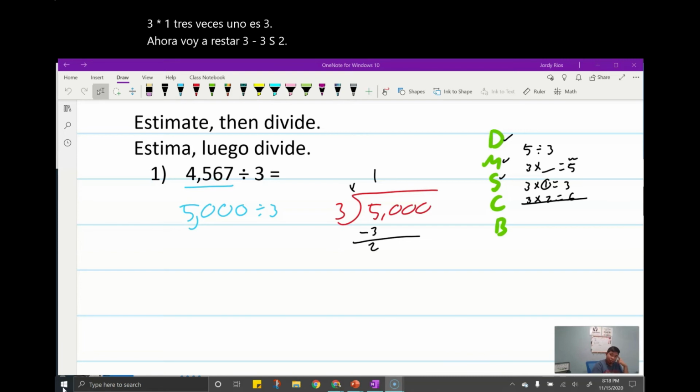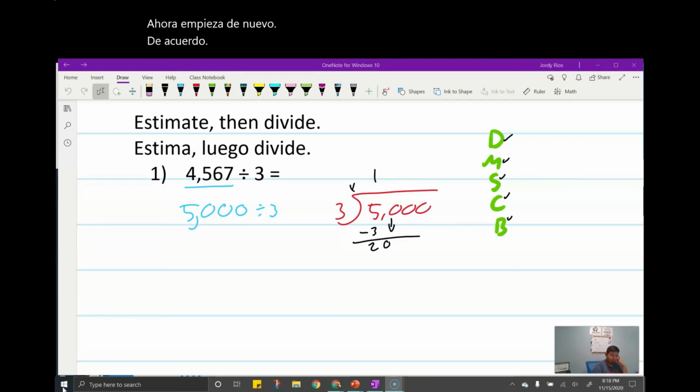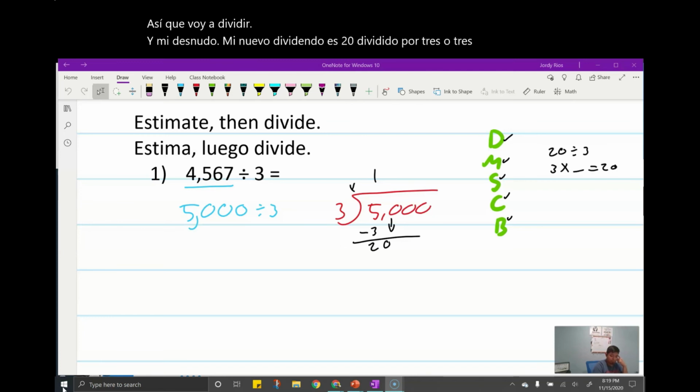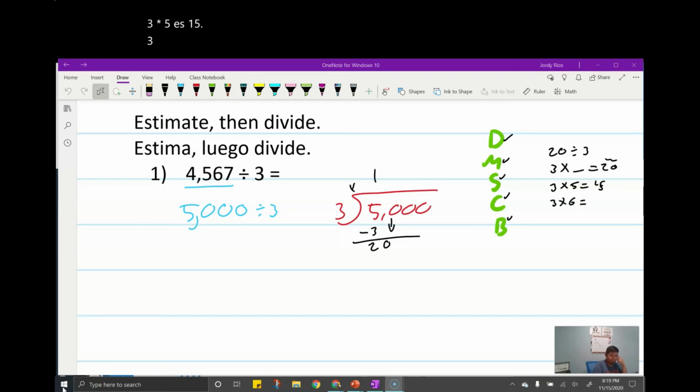Okay. Now I'm going to check. Is my answer 2 smaller than my divisor? Yeah, so therefore I did everything correct. Go ahead and bring down my 0. Check. Now I start all over again. Okay. So I'm going to divide. My new dividend is 20. Divided by 3, or 3 times what will equal 20 or close to 20? 3 times 5 is 15. 3 times 6 is 18. So therefore I'm going to use a factor of 6.